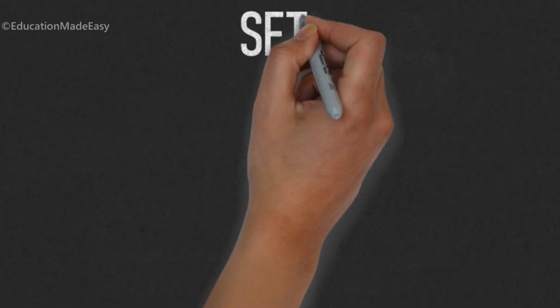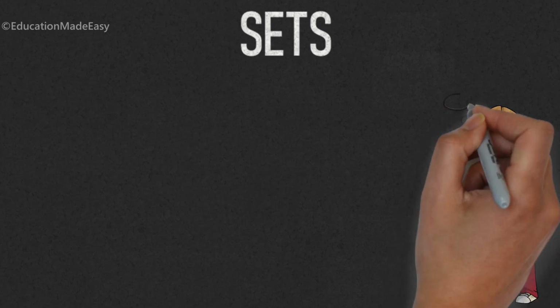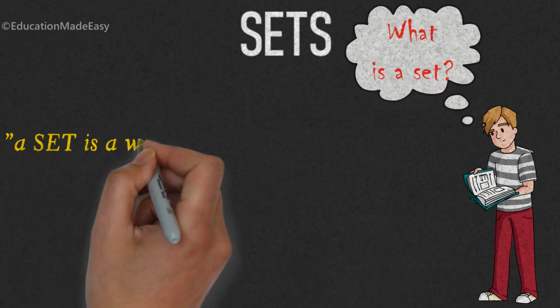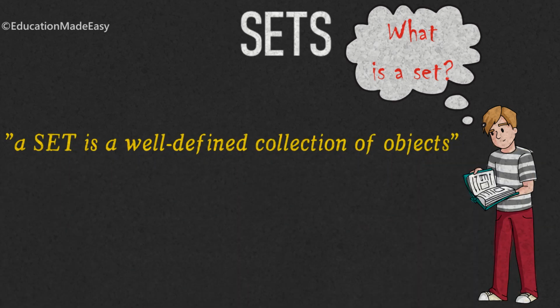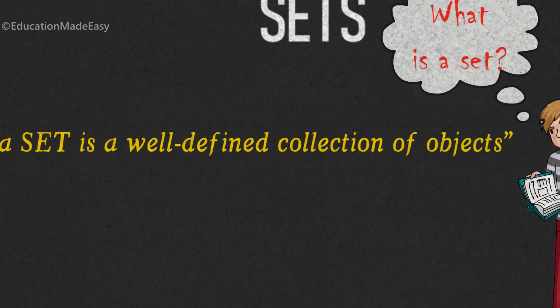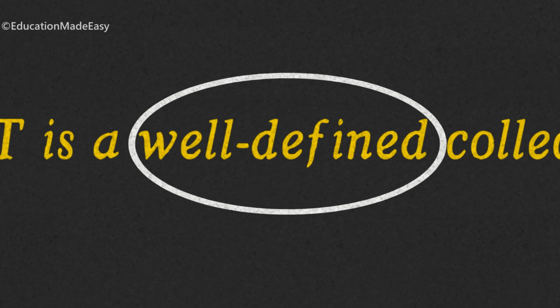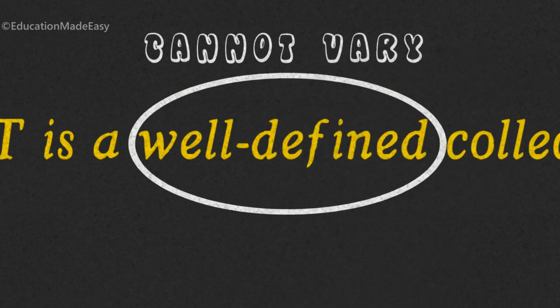Now, let us start the chapter, Sets. We will start this chapter with the basic question. What is a set? And the answer for it is, a set is a well-defined collection of objects. This is the definition of set. Here, we need to focus on the term, well-defined. What does well-defined mean? Well-defined means something which cannot vary or change.